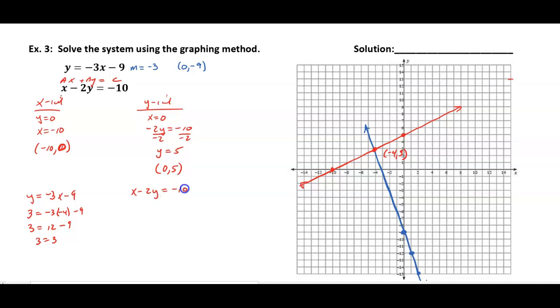So I'm going to plug it into the other one. So -4 minus 2 times 3, will that give you -10? Is -4 minus 6 equal to -10? That checks out. Therefore, -4, 3 is the solution.